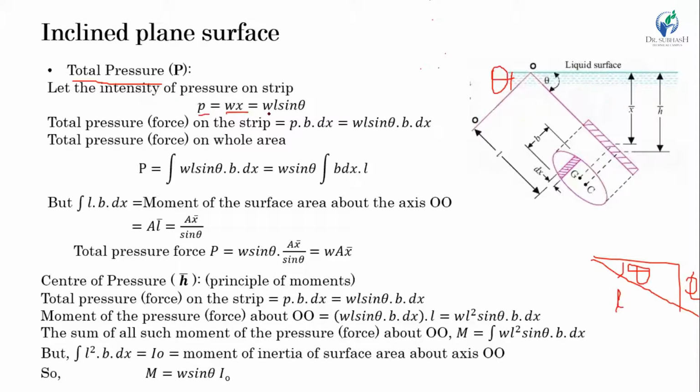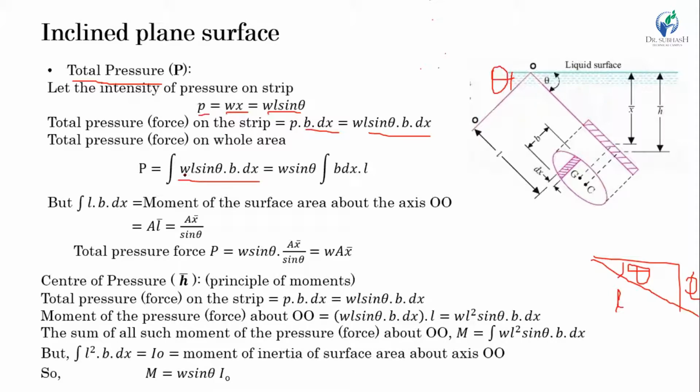So we get the intensity of pressure on the strip as omega L sine theta. Then the total pressure force, according to the definition, is intensity of pressure times the area, which is b into dx. So omega L sine theta into b into dx is the small pressure force acting on this strip. Then for the whole area, by integrating this equation, we get the total pressure force equal to the integral of omega L sine theta into b into dx.